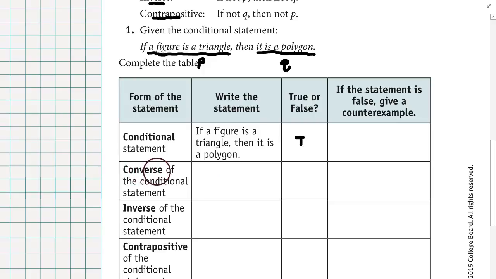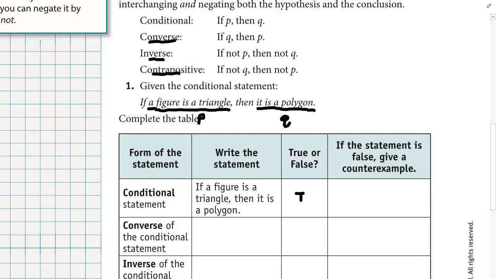Let's create the converse of that sentence. We scroll back just a tiny bit. To make the converse, we interchange the hypothesis and conclusion. So we just are going to switch the order of the sentence. It will become, if a figure is a polygon, then it is a triangle. We have interchanged this idea of being a triangle and being a polygon. We've switched the order of the sentence.